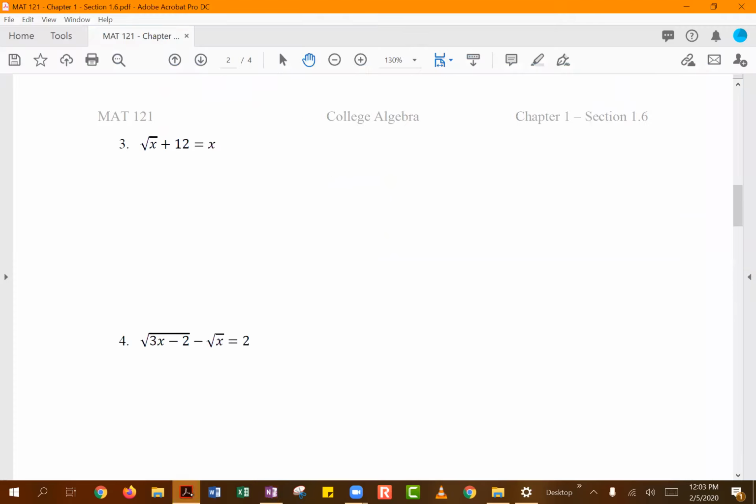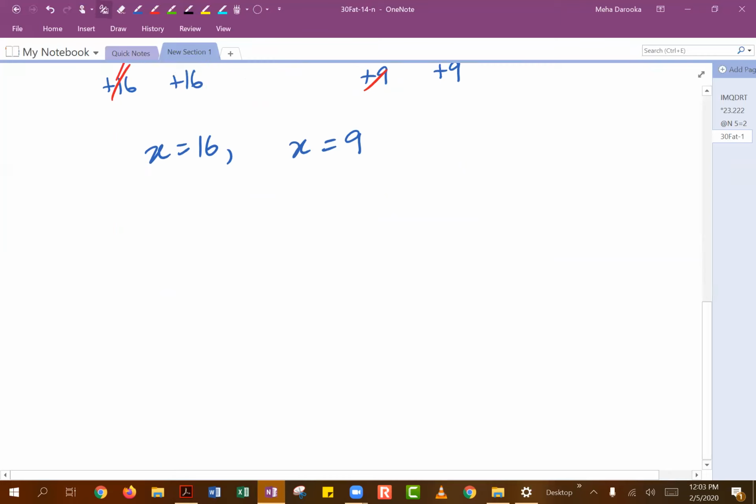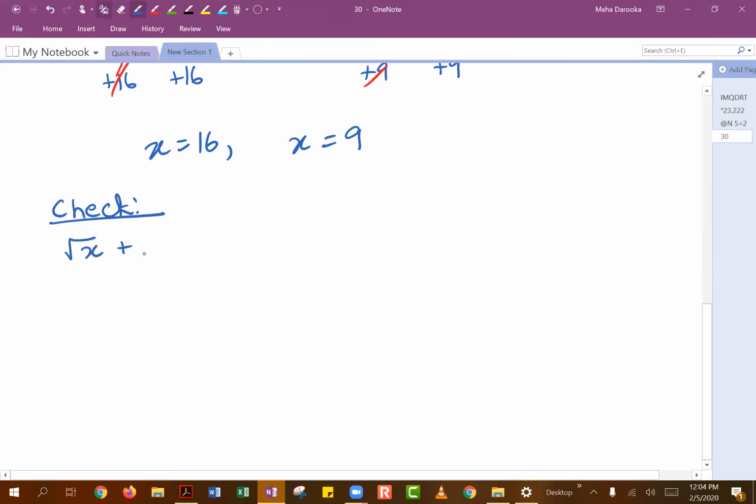All right, just to show you the original equation. So that was the square root of x plus 12 equals x. So this is the one you're going to check your answers in, okay? So let's get back and check our answers. That's square root of x plus 12 equals x. We'll start with x equals 16. Replace your x values with 16, and what do we end up getting?